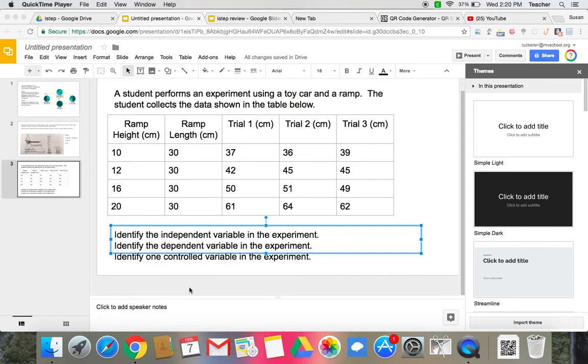A toy car, and a ramp. The student collects the data shown in the table below. And then you can see underneath the data table, it asks us to identify different variables. So we'll start with question number 1.